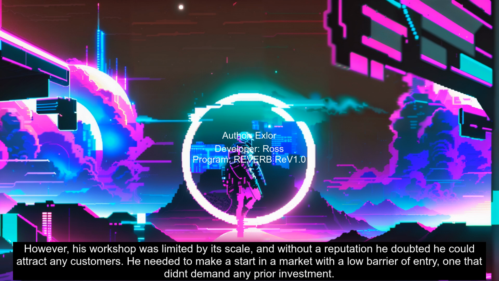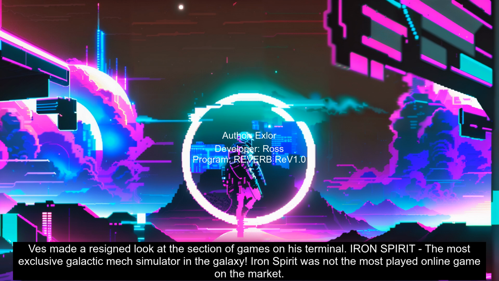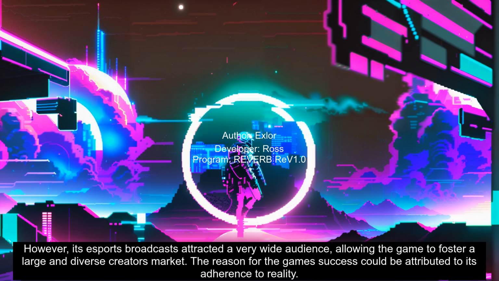He needed to make a start in a market with a low barrier of entry, one that didn't demand any prior investment. Vess made a resigned look at the section of games on his terminal. Iron Spirit, the most exclusive galactic mech simulator in the galaxy. Iron Spirit was not the most played online game on the market. However, its sports broadcasts attracted a very wide audience, allowing the game to foster a large and diverse creators market.